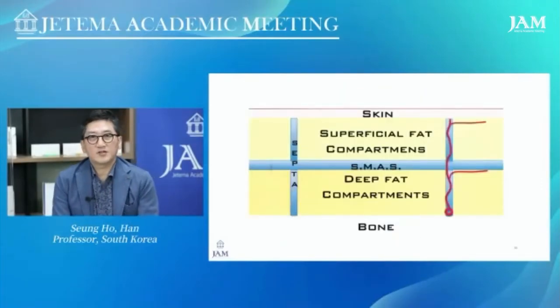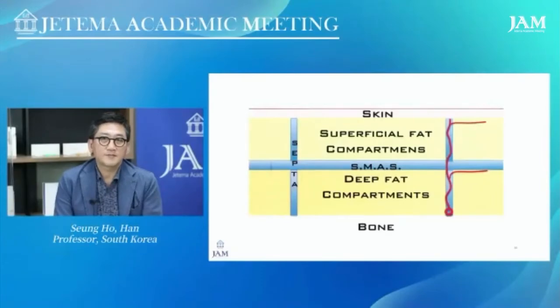I like these figures. This is a very good concept, a good illustration. The SMAS is like a floor, so the SMAS is the barrier. From the SMAS, we can find layer 2 and layer 4. Also, the septa and ligaments are like the walls of the building.